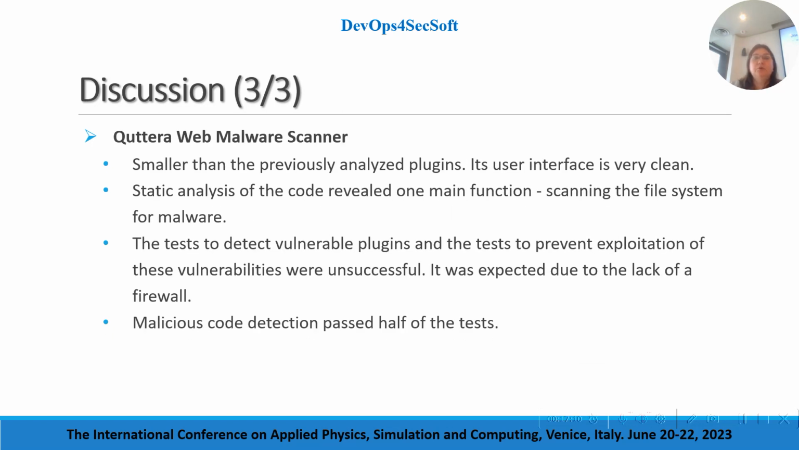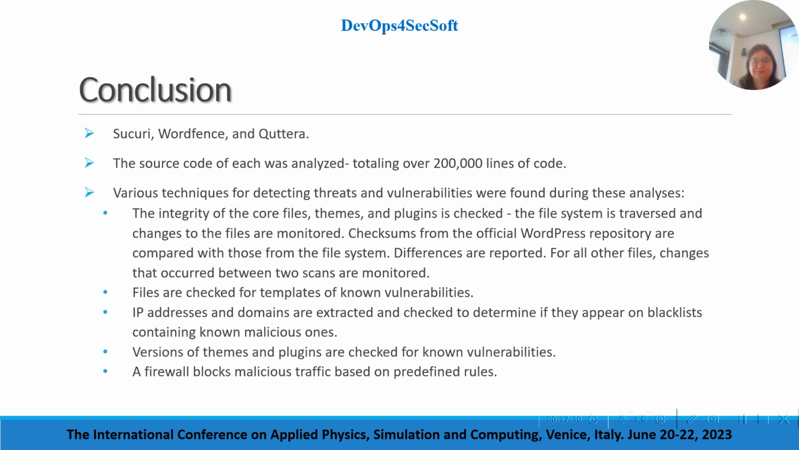And the last one, the Qtera web malware scanner. This is smaller than the previous ones which we analyzed. The static analysis of the code revealed one main function, scanning the file system for malware. The test to detect vulnerable plugins and the test to prevent exploitation of these vulnerabilities were unsuccessful. It was exactly due to the lack of the firewall, and the malicious code detection passes half of the tests.